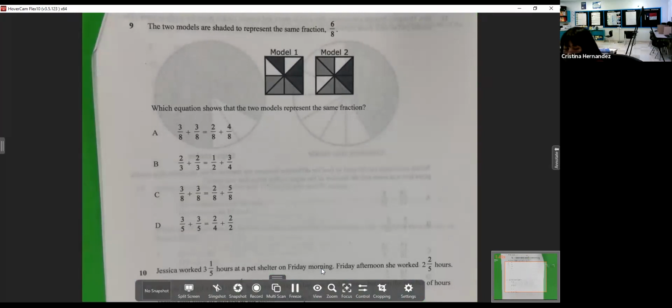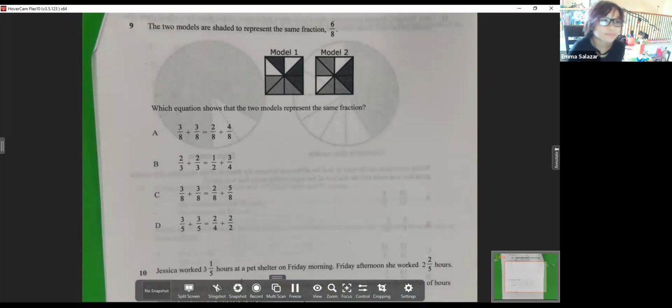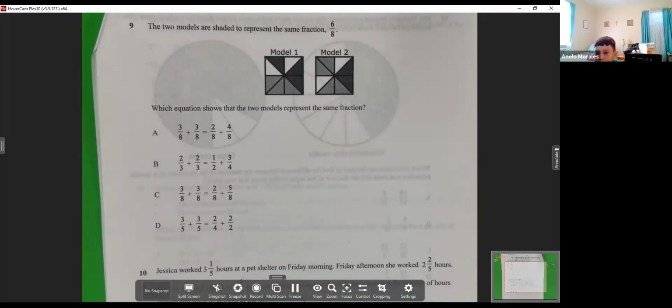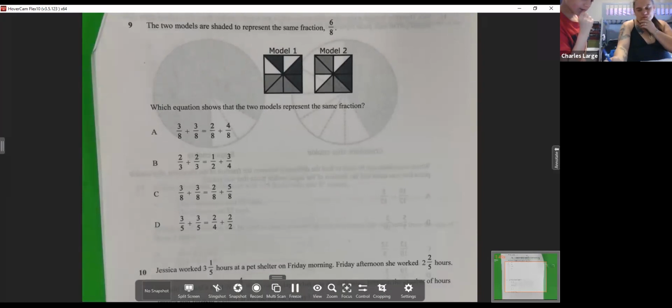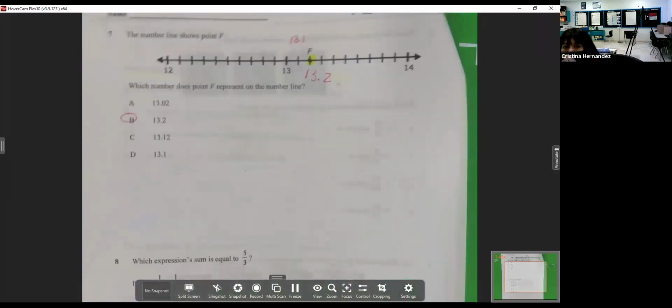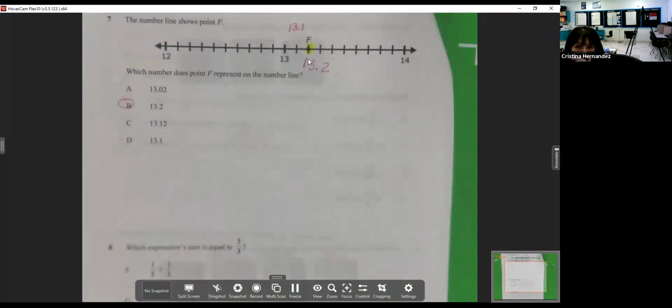Nello, have you been getting them right? Are you checking? I wasn't checking them. You need to be checking. Ms. Hernandez, what was number 7? It was B. I told you. Because you're counting by tenths. You're counting by tenths, not hundredths.